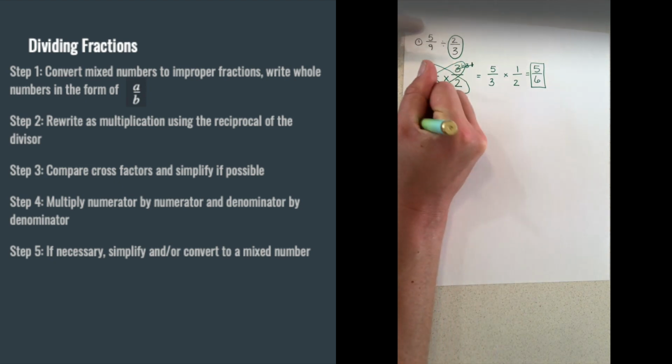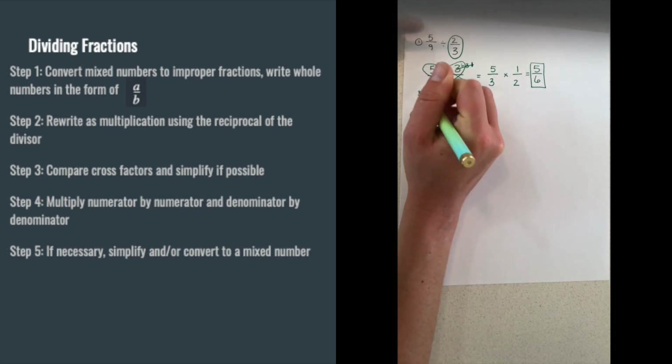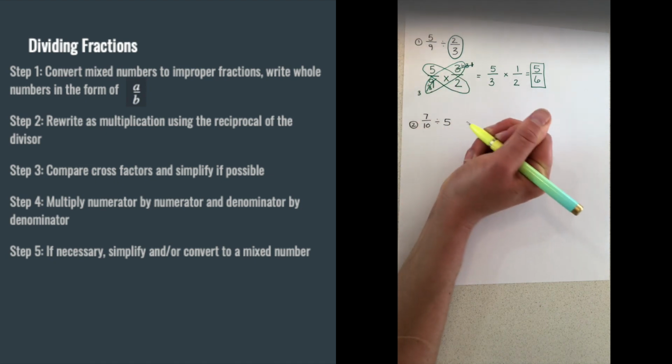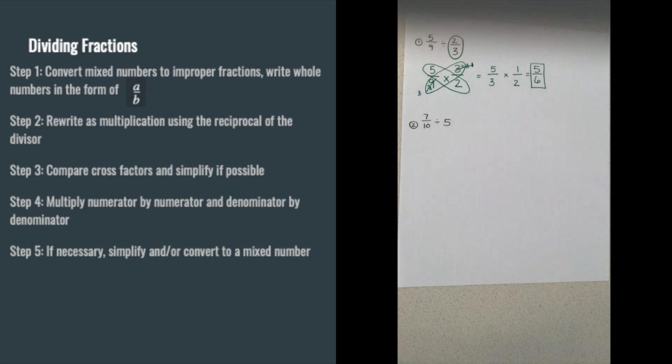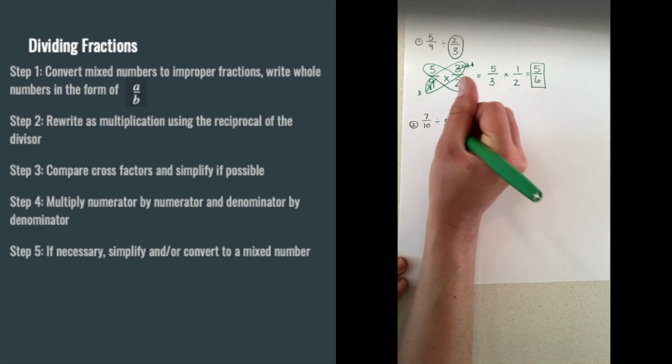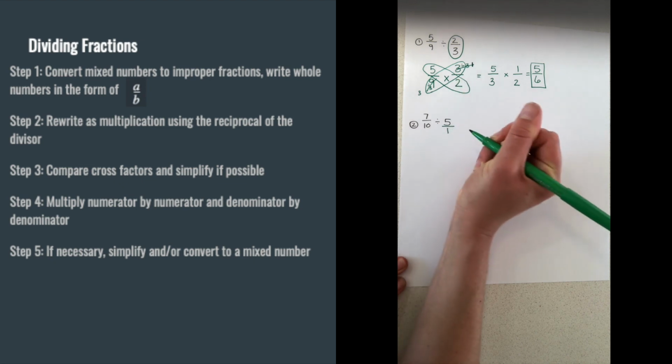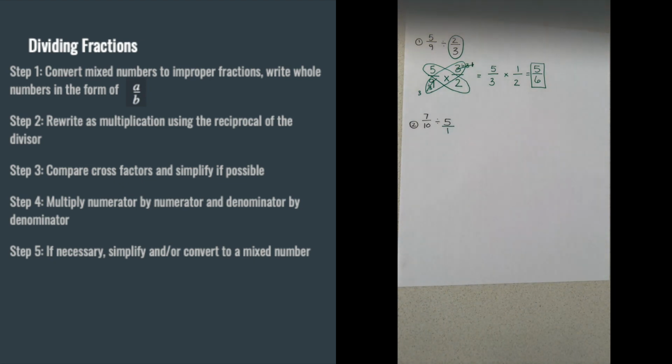Our second problem is 7 over 10 divided by 5. Now, step 1 is going to apply to this problem. Step 1 tells us to convert mixed numbers to improper fractions and to write whole numbers in the form of a over b. Well, 5 is a whole number, and you might remember from our previous videos that when we write whole numbers in the form of a over b, we write a 1 underneath. Adding a denominator of 1 to a whole number does not change the value. Now we can move on to step 2.